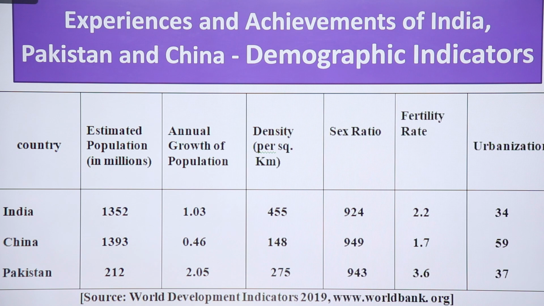Then the fertility rate in India is 2.2, for China it is 1.7 and for Pakistan it is 3.6. That means Pakistan has the highest fertility rate among the three nations. Then urbanization. Urbanization in India is 34%, in China it is 59% and in Pakistan it is 37%. That means India has the lowest rate of urbanization among the three countries.